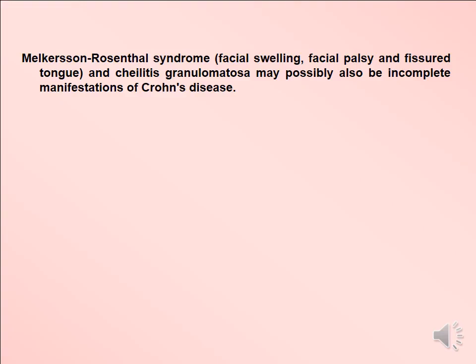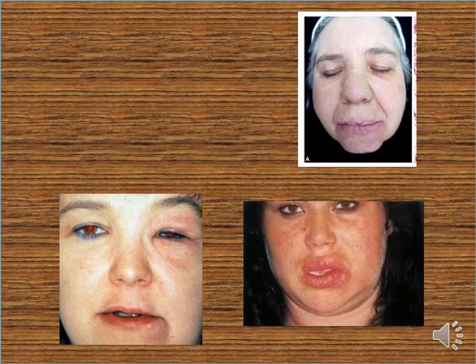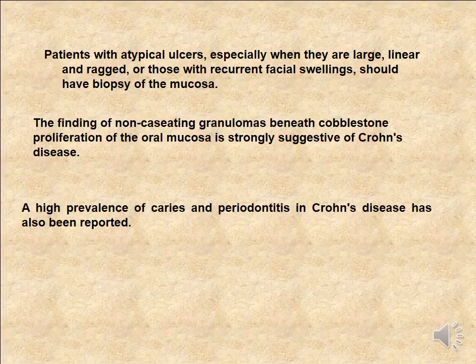We have a syndrome called Melkersson-Rosenthal syndrome. This syndrome consists of facial swelling, facial palsy, and fissured tongue. Enteritis granulomatosa may also accompany the manifestation of Crohn's disease. This is a Melkersson-Rosenthal syndrome sign. Patients with atypical ulcers, especially when they are large, linear, and rugged, or those with recurrent facial swelling, should have a biopsy of the mucosa. The finding of non-caseating granulomas or cobblestone mucosa in a patient makes oral Crohn's disease suspected.